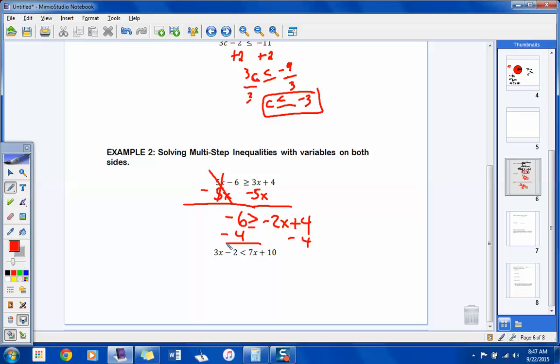So I'll squeeze this in over here on the right side. On the left side, -6 minus 4 more is -10. That is greater than or equal to -2x. So finally, our last step, divide by -2. Sign switching or staying the same? Switching, yep.